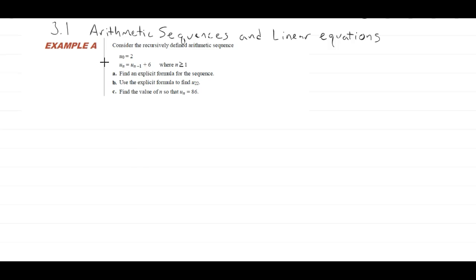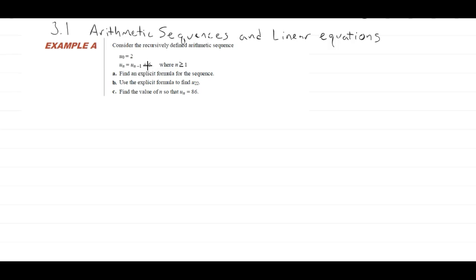Alright, so here's our example. Consider the recursively defined arithmetic sequence u sub 0 equals 2 and u sub n equals u sub n minus 1 plus 6, where n is greater than or equal to 1. Just remember that just means we're going up. We're going from 0 to 1 to 2 to 3 to 4 to 5 to 6. We're not going to go backwards because sometimes that wouldn't make sense.